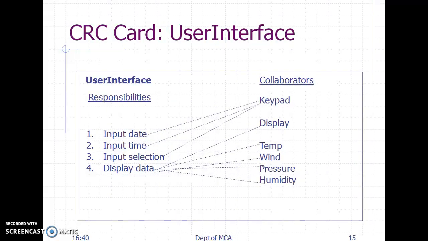Coming to the user interface, the responsibilities of the user interface are to input data, date, time, and selection, and to display the data. These are the responsibilities. Now, for all these responsibilities to be handled, we can use collaborators like the keyboard, the display, and these four parameters: temperature, wind, pressure, and humidity, to display the data related to temperature, wind, pressure, or humidity.